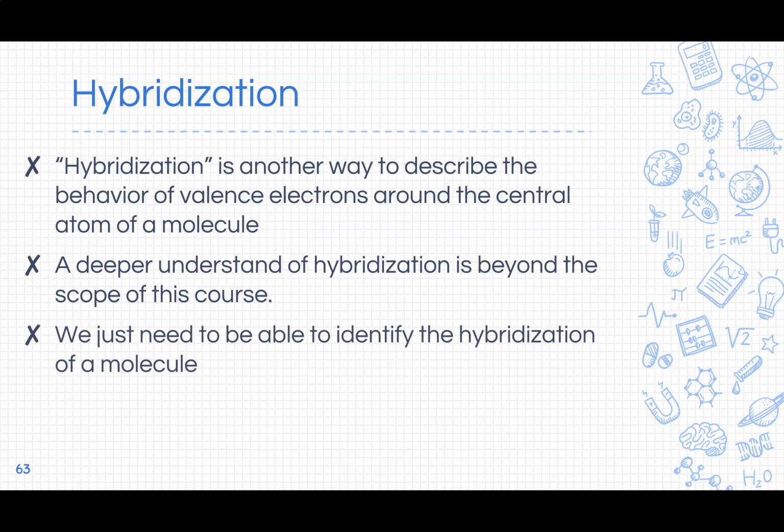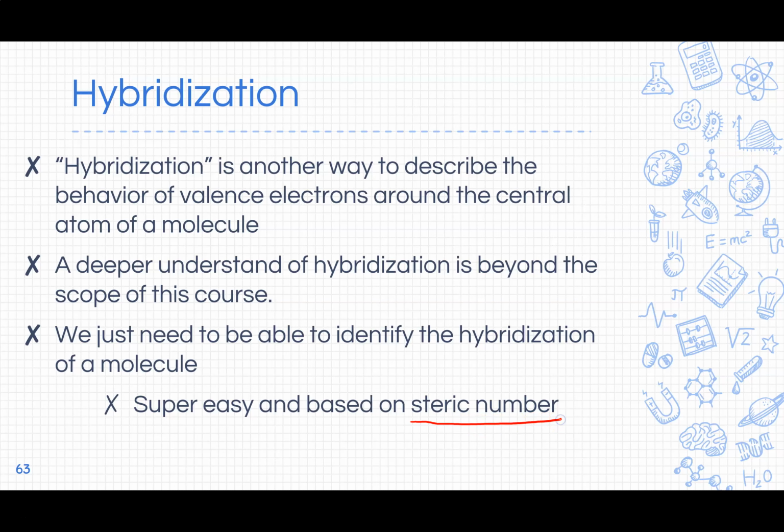But to do that, it's actually super easy. We just need to use the steric number. Since we learned to identify the geometry and shape of a molecule based on steric number, hybridization is actually going to be super easy for us.